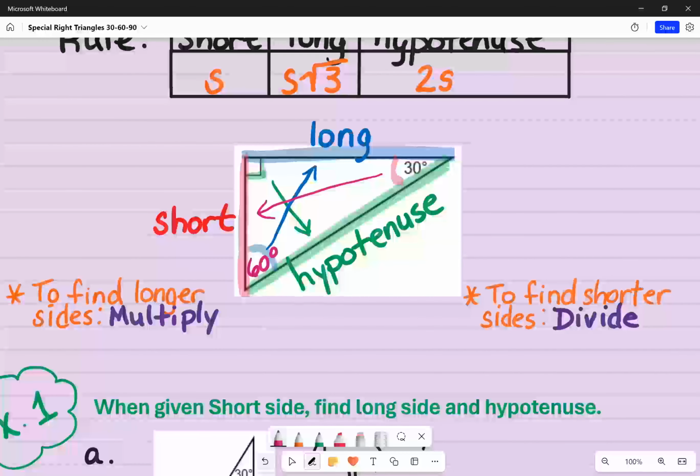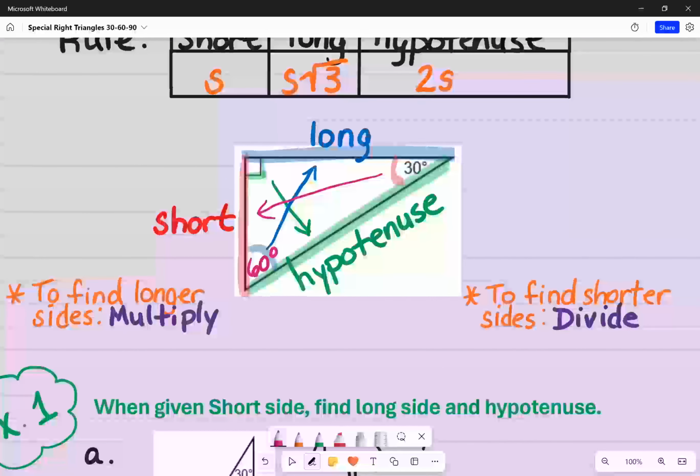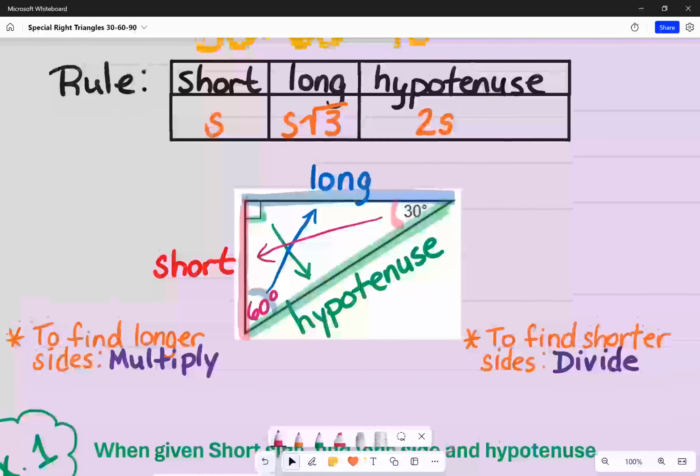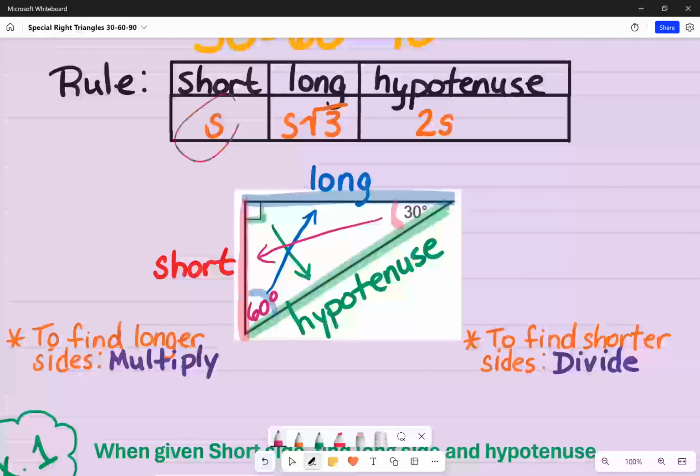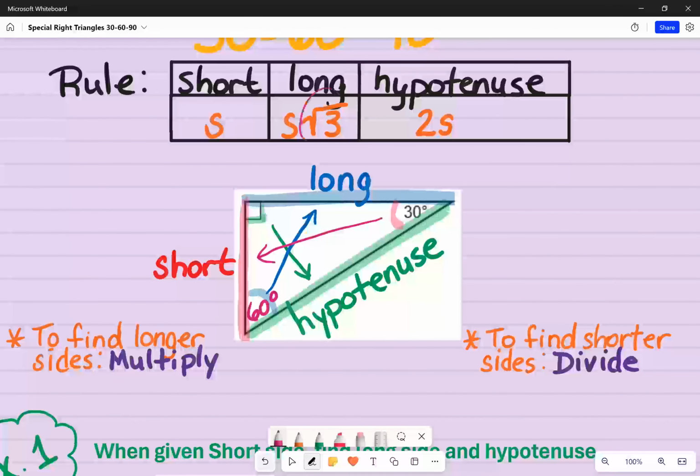If I am given the shorter side, but I'm trying to find the longer sides, what I want to do is refer to that rule. And that rule tells me if I'm given the short side, which is my variable s, and I wanted to find the long side, all I have to do is multiply it times root 3. If I want to find the hypotenuse, all I would have to do is multiply it times 2. And now if I wanted to work backwards and I was given the longer side information, but I wanted to find the shorter side, then I want to divide by 2. That will give me my s. Now from that point, once I find my short side, which is s, then I would try to find my long side by just multiplying it times root 3.